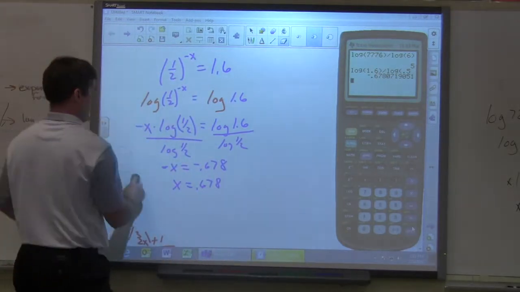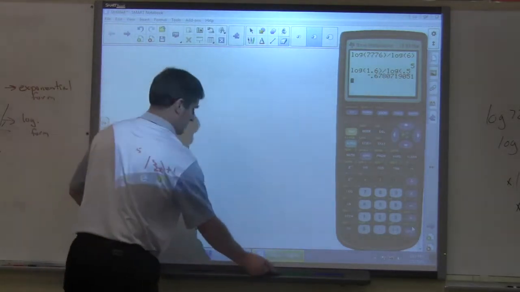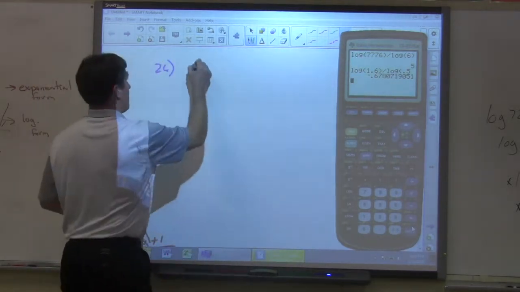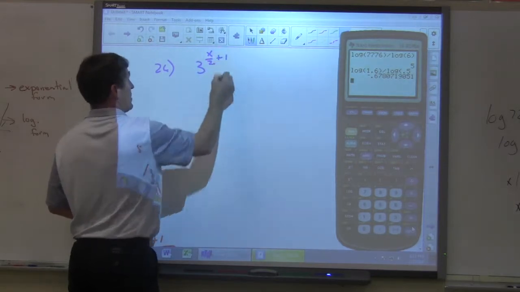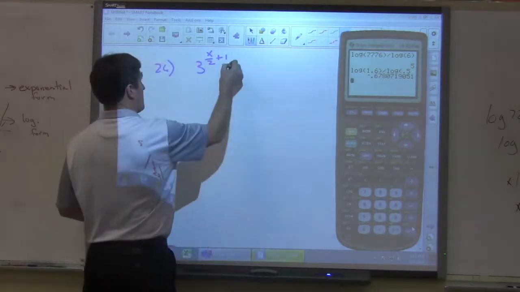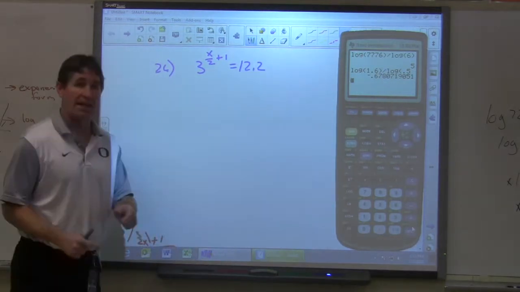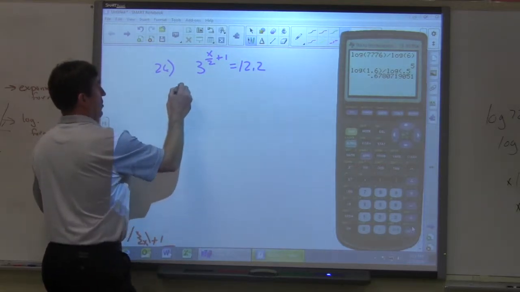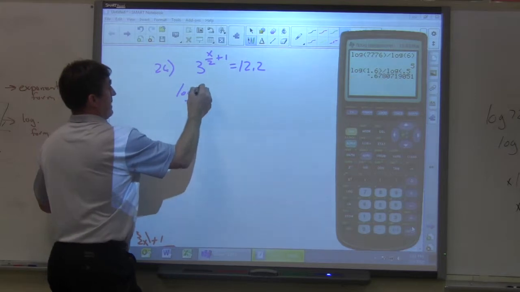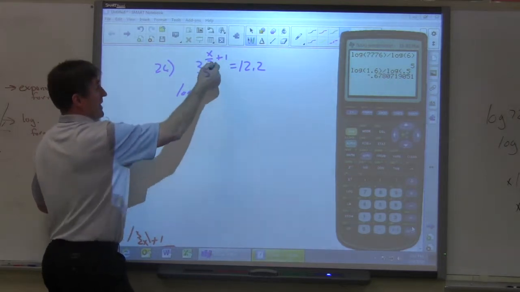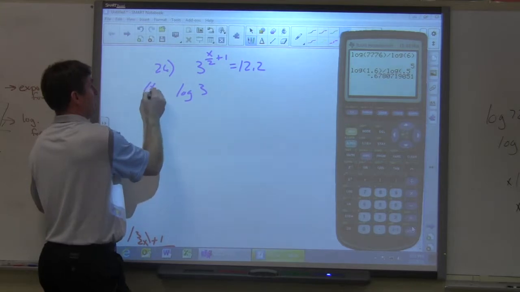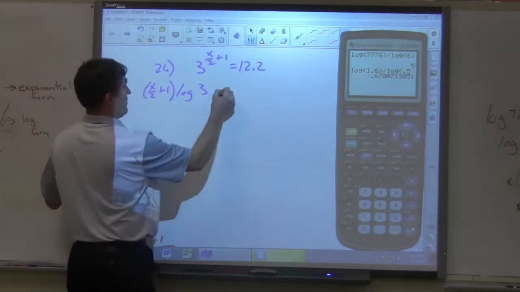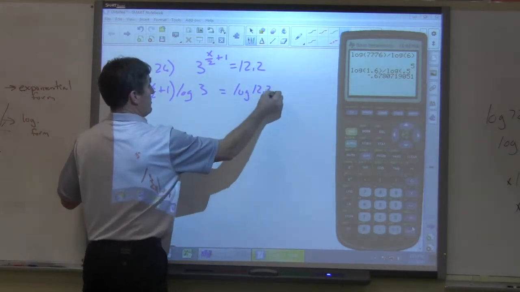Let's take a look at 26. Three to the x divided by 2 plus 1 equals 12.2. So again, ask yourself, where's the variable? It's in the exponent, so we want to use logarithms. So I'm just going to add a log to both sides. Now, you can do this in 2 steps. I kind of like to just bring this out front right now, because I'm going to bring it out front anyway. Instead of doing it in 2 steps like we did before, equals log 12.2.